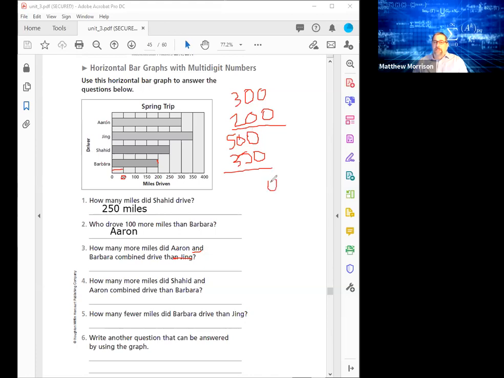Right, so 10 minus 5 is 5. 4 minus 3 is 150, right? So 150 miles.